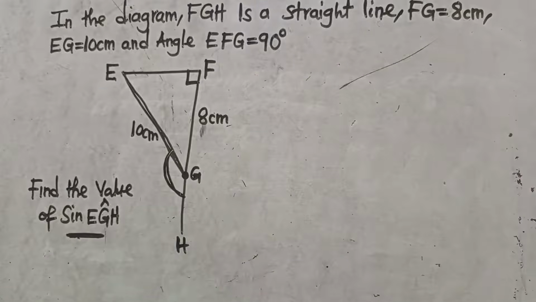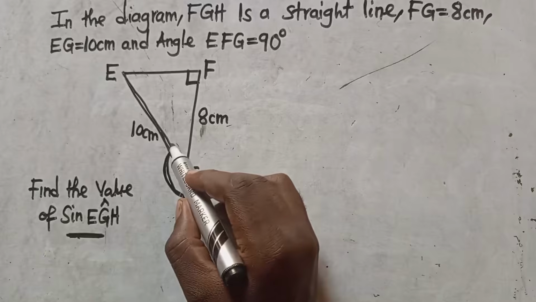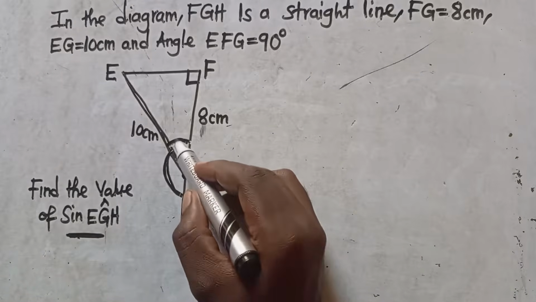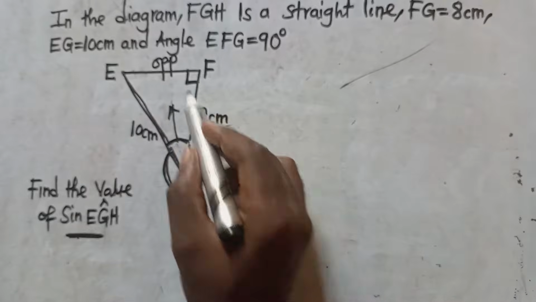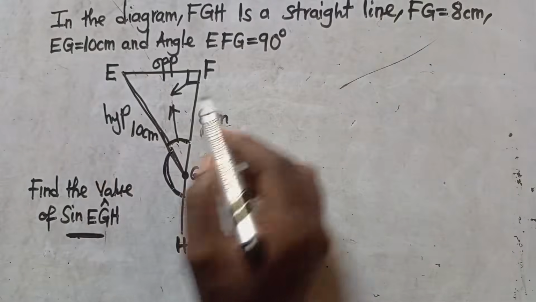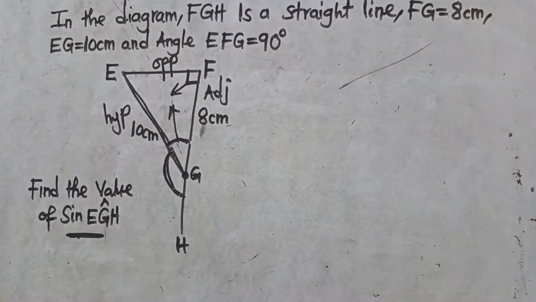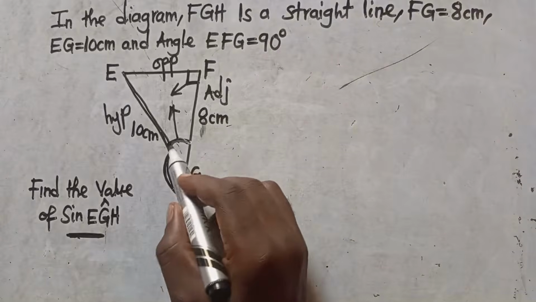How can you answer that one? First of all, you know that this angle is outside. You need to find what is inside. So for this angle, that is where the opposite is, this side. This is the hypotenuse. Then this one is the adjacent, no choice, because that's the only length that you remain with. Then we find what? First we find this.